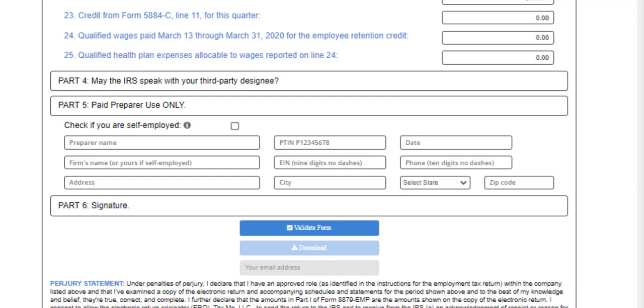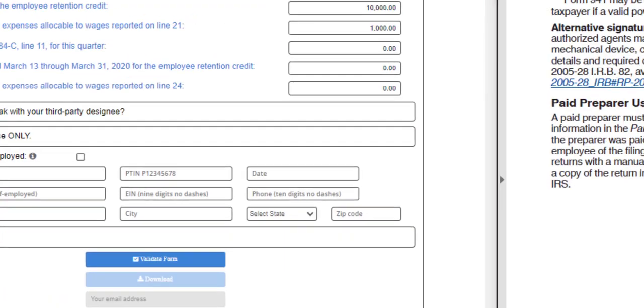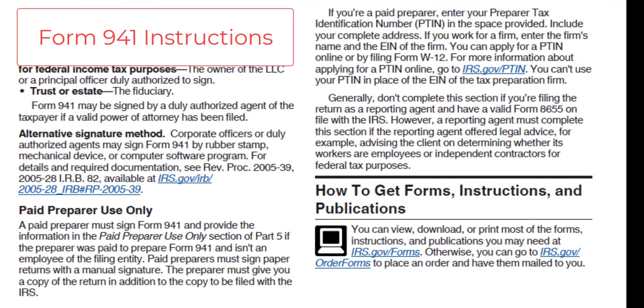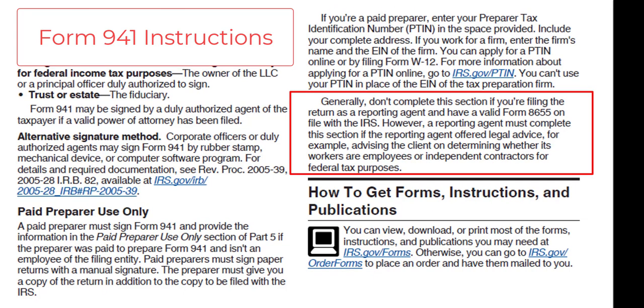For clarity, you do not need to complete this section if 1. You are filing the form for yourself, 2. You are an employee of the filing firm, or 3. You are a paid preparer but also a reporting agent. That is, you have a valid Form 8655 on file with the IRS. However, the IRS provides an exception to the exception and does require the reporting agent to complete this section if they provide legal, not tax advice to their clients.